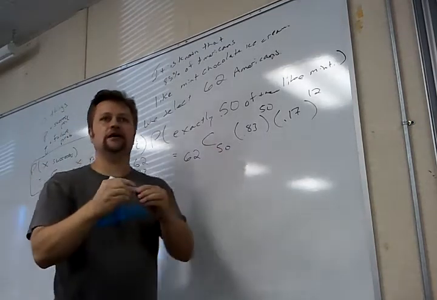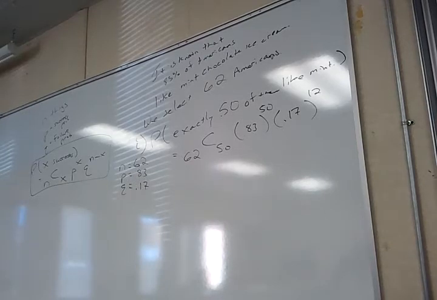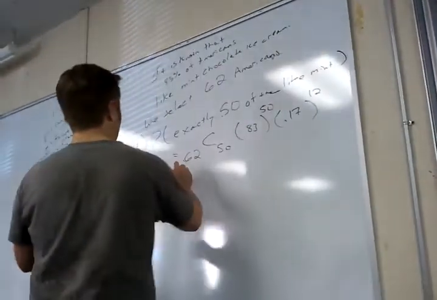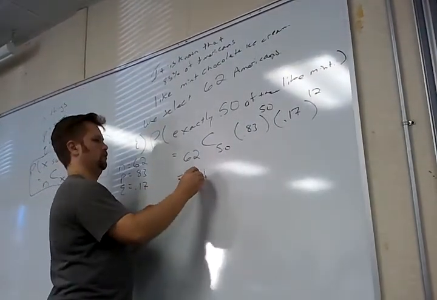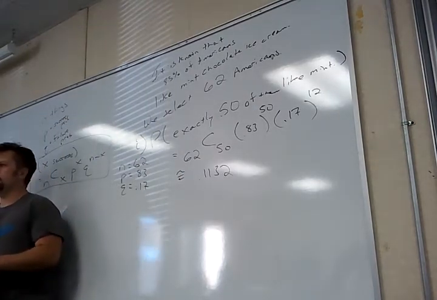Now it's all about how to get that into the calculator, right? So 62, math, probability, choose 50 people. So I want how many 83%? I want 50 of them. And the rest are 17%. And that's 12 of them. Cool. All right, 0.1132 roughly. Just over 11% chance, right?